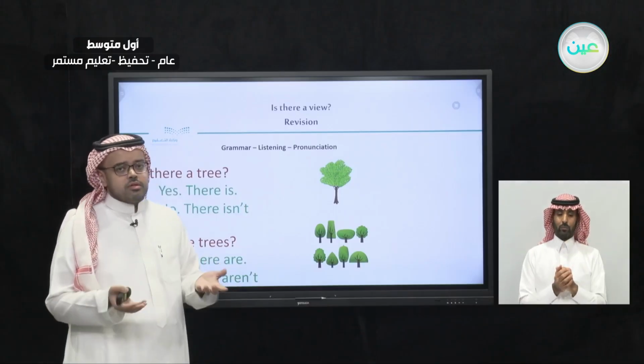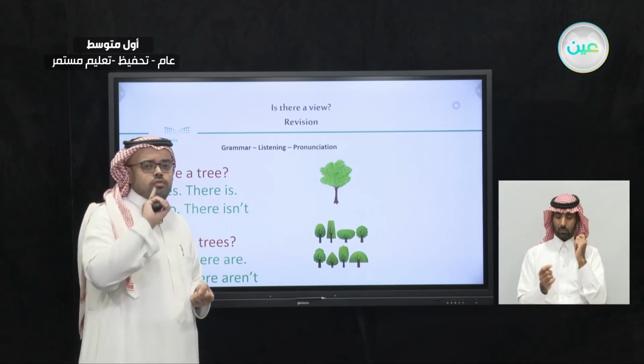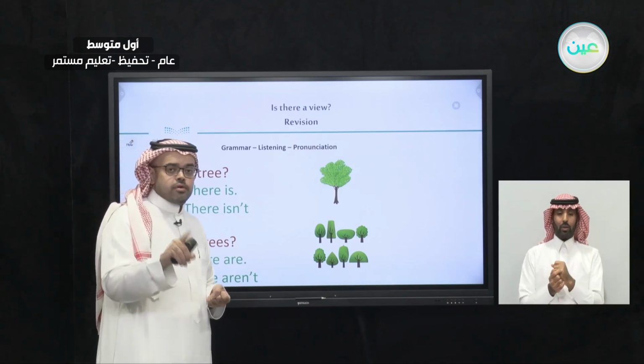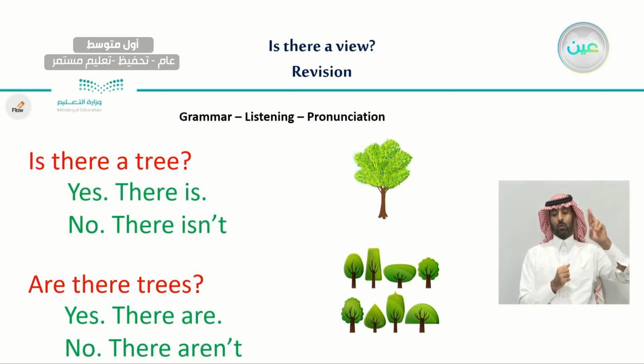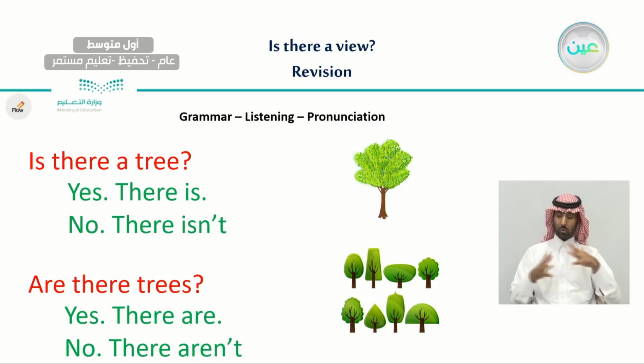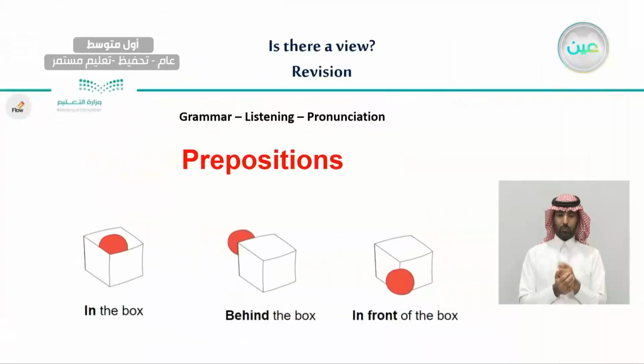We use there is only for one object, one thing, or one person. And we use there are for a group of things, a group of objects, or maybe people. This is the first part of our grammar that we learned last time.